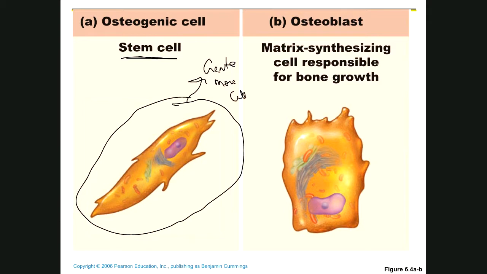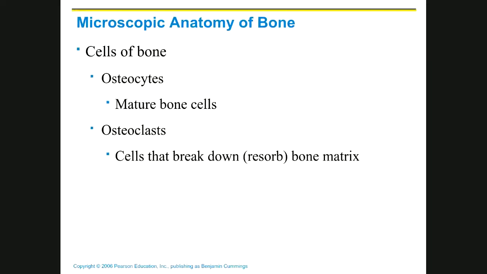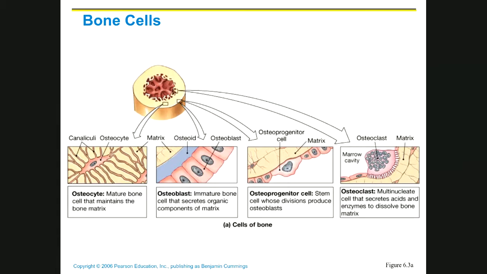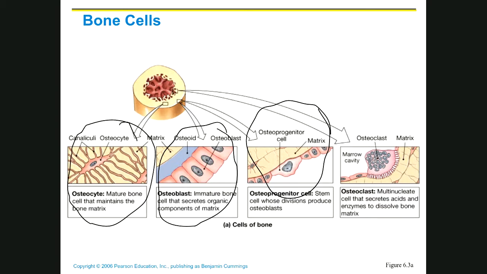So there are 4 types of cells in bone. And here are those 4 types. Here's that stem cell right here. It's going to divide and make more osteoblasts. Osteoblasts are the ones that are going to build the bone. When they get trapped in the bone, they're going to become osteocytes and maintain it. And then here are those osteoclasts, which are going to destroy it and remove it.